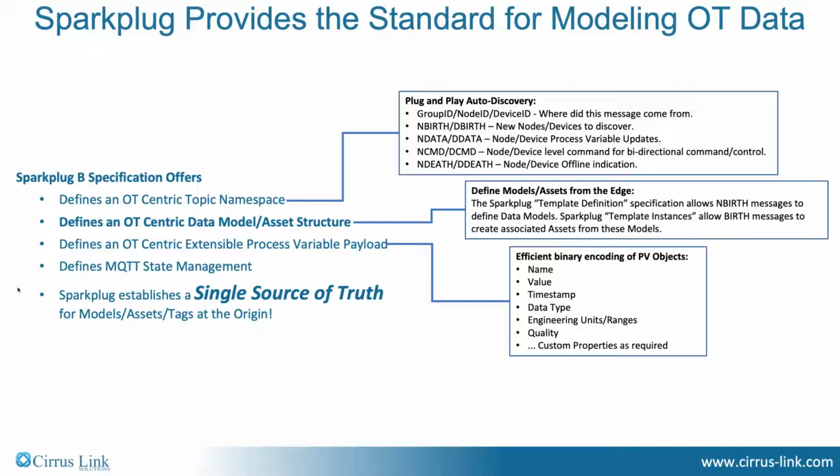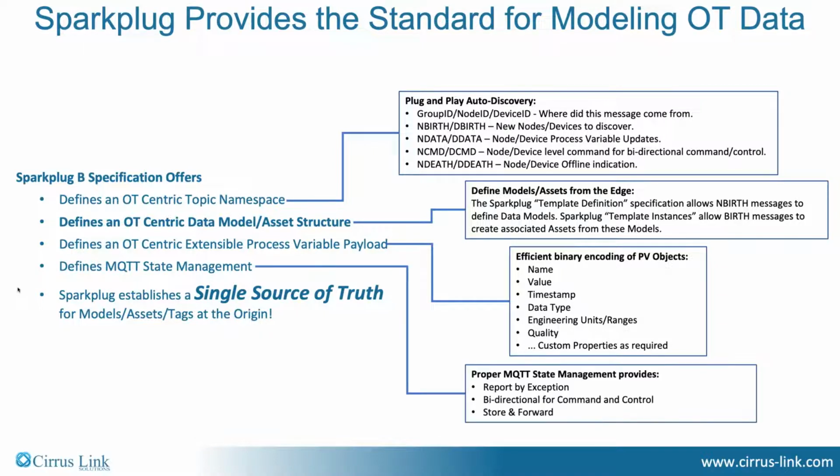What we're striving to do is move as far to the edge of the network as possible to define a single source of truth and publish that, and then all of the business systems, in addition to the operational system, will have the ability to automatically discover what we're publishing. What is that process variable? What are its engineering units? And finally, with state management defined within Sparkplug, that lets us do report by exception and bidirectional command and control.